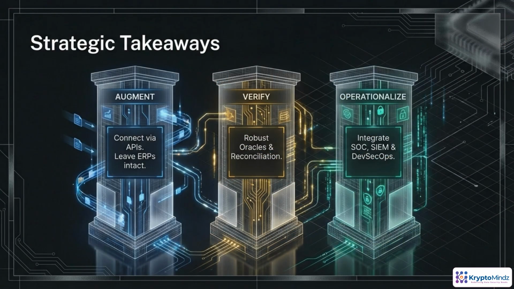To close, blockchain-based trust should extend what you already have, not replace it. Treat the ledger as a shared integrity layer and connect via APIs, so ERPs and core systems stay intact. Assume external data is adversarial and design strong Oracle patterns, reconciliation, and dispute paths. And operationalize everything by wiring the network into SOC, SIEM, and DevSecOps, so security, monitoring, and change control are first class.